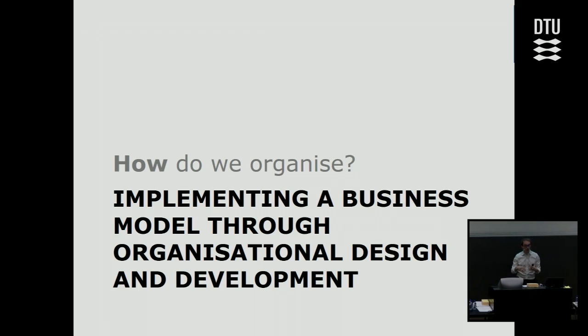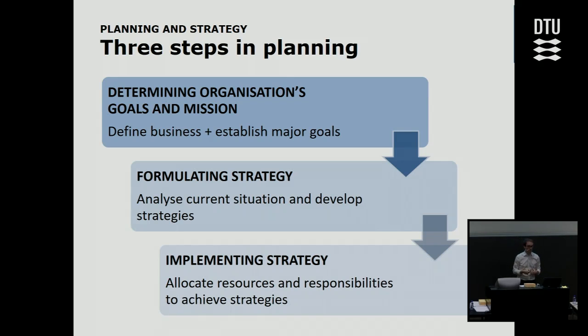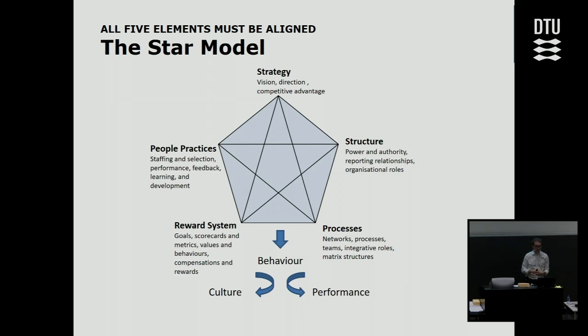And this is about how we organize. So once we have a business model canvas, how do we implement the business model through organizational development and design? We can say that there are maybe 3 steps. You can start by determining what your company wants to do. So determine your organization's goal and mission. Then you can start talking about a strategy, but then you need to implement this strategy, otherwise it will just become a piece of paper. And one tool to do this is the star model.